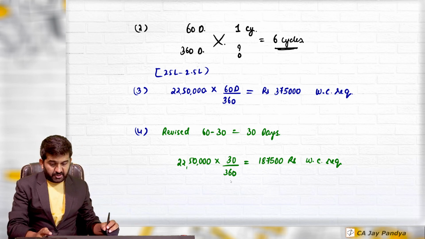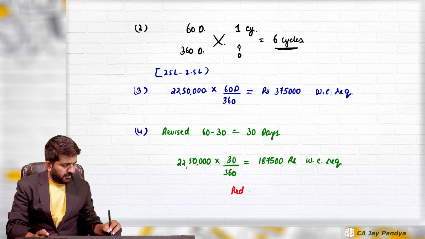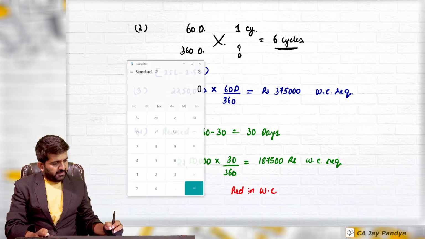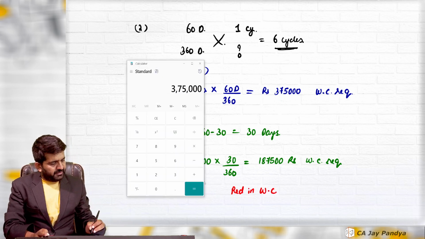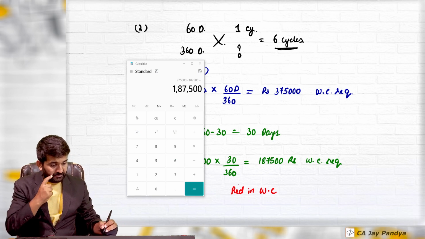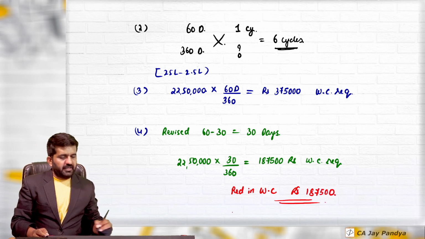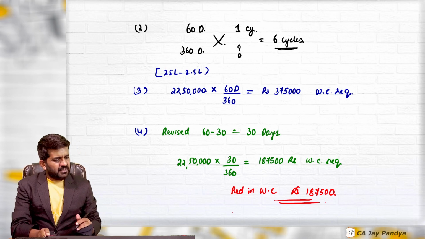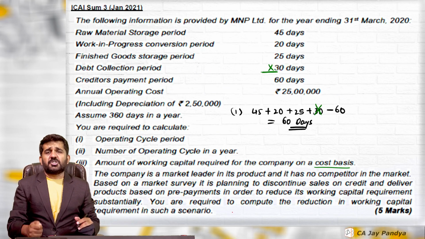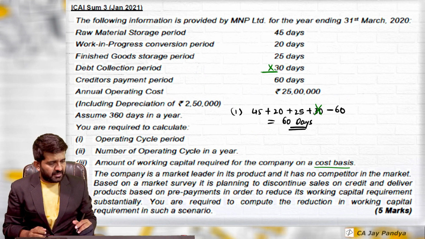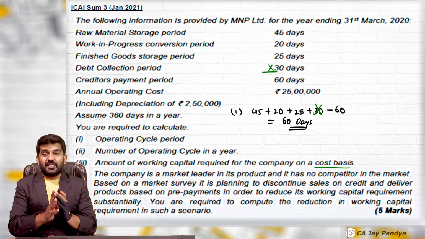What is the reduction? This is what is asked in the question. Reduction in working capital will be 3,75,000 minus 1,87,500, which is rupees 1,87,500 will be reduction in working capital. This was again 5 marks, a very easy question. Many a times this type of questions are asked. So you should be very much comfortable in this type of questions.